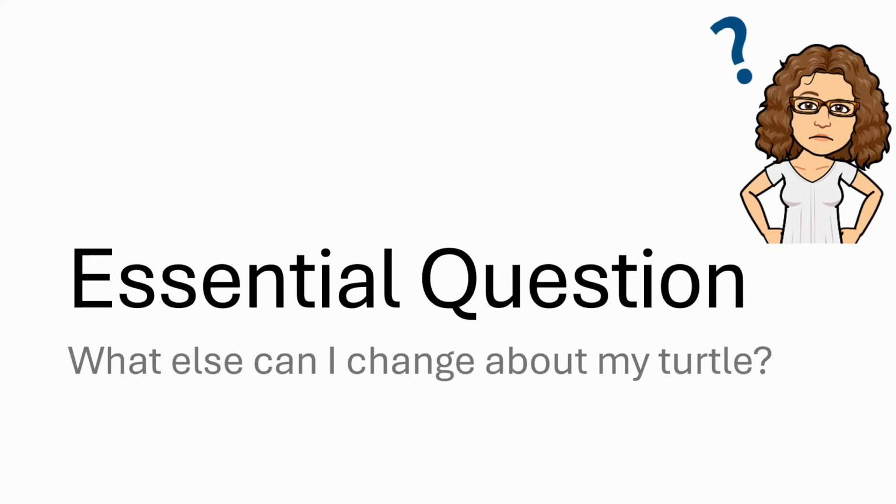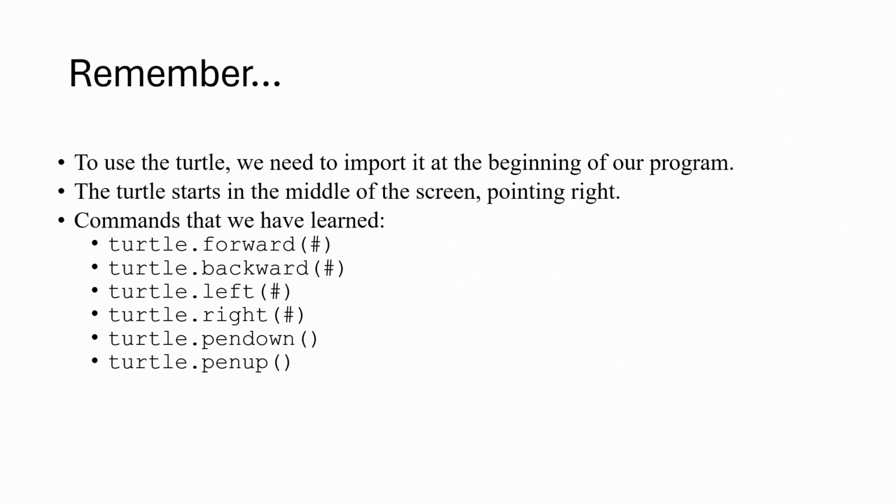So we've talked about the fact that we start in the middle of the screen, we're pointing right, we have to import him, and then the commands that we've learned, we made him be able to go forward, backward, left, right, pen up, pen down. But we haven't been able to change anything about how he is actually drawing the picture.